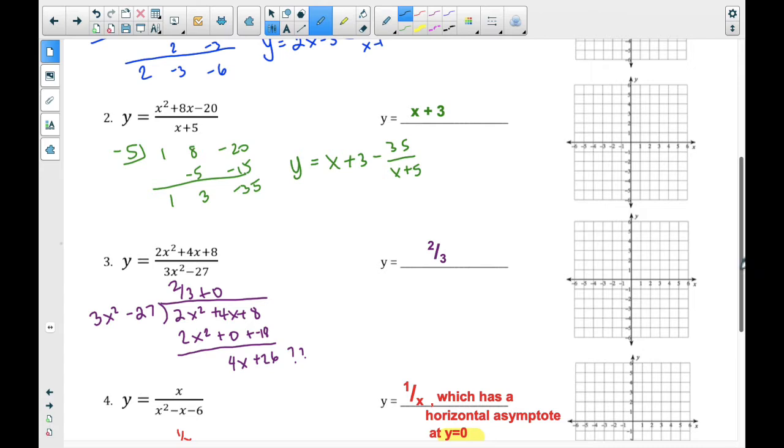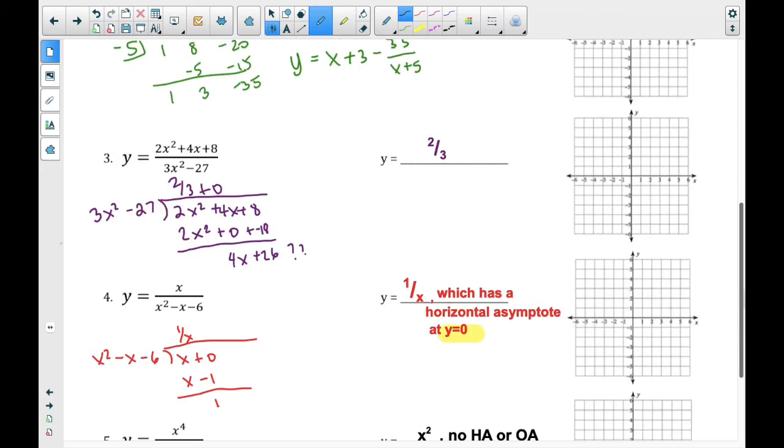Now, number 3, I said you needed to do synthetic, or excuse me, long division. The reason is because we have a quadratic in the denominator, and if you have a quadratic, you can't do synthetic division. You have to do long division. So I do that. It's kind of confusing, isn't it? Because it came out to be a fraction. How many times does 3 go into 2? Well, 2/3, because 2/3 times 3 is 6/3, which is 2. So that comes out to be 2/3. And again, the remainder stuff, we don't really care about that right now. We're just going to deal with our 2/3.